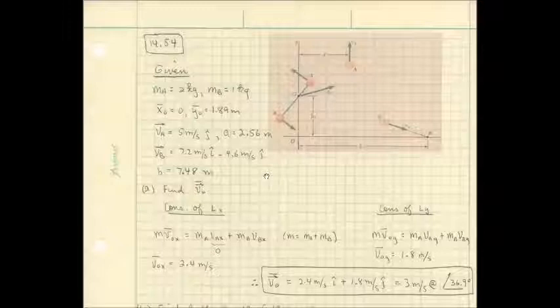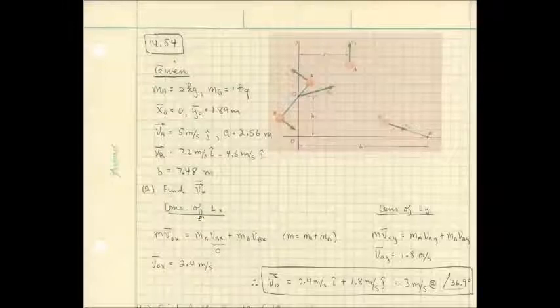What we're asked to find in this problem is the initial velocity of the center of mass, then the length of this line right here, and the angular velocity that A and B have about the center of mass position. So the A part is to find the V naught bar.